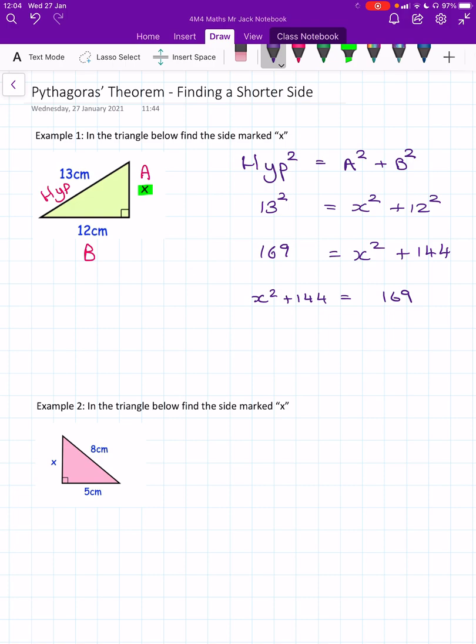Okay. I want to deal with this plus 144. I want that on the other side. All right. I want rid of it, don't I? So I'm going to take 144 away here.